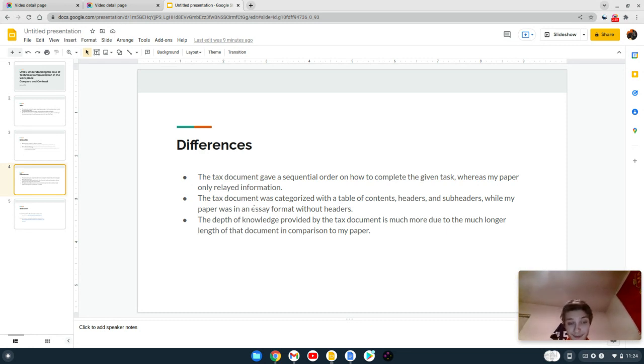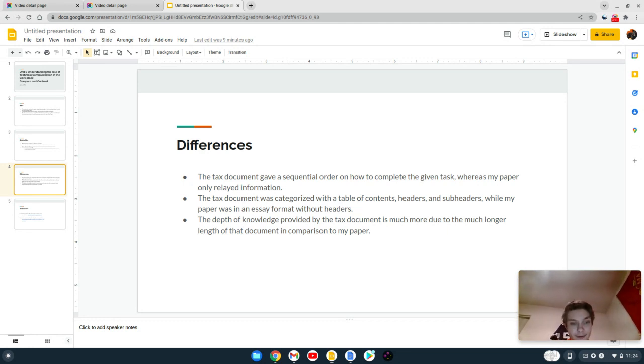And then the tax document was also categorized with the usage of a table of contents, headers, and subheaders, while my paper was an essay format without headers. The length of my essay didn't necessarily require the usage of headers or subheaders, but because of the mass amount of information within the tax document, the categorization of the information allows for the reader to better understand the content as well as better follow the steps.